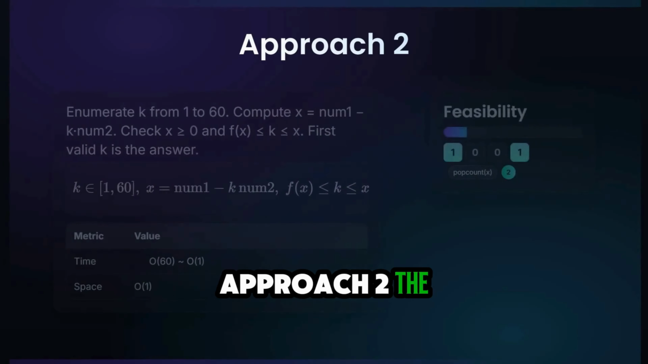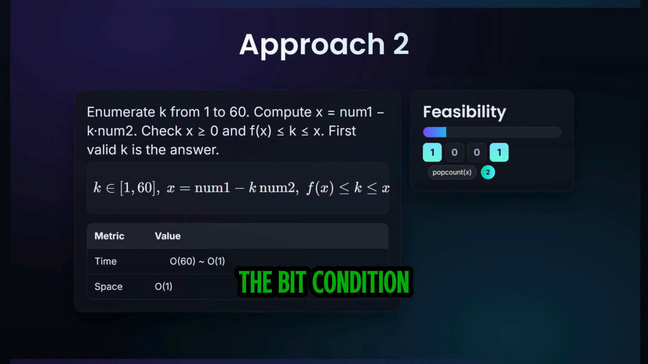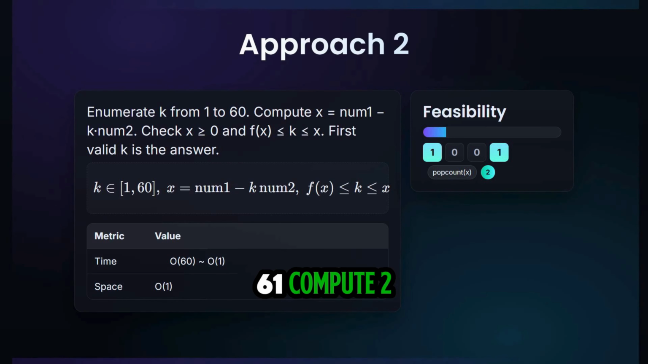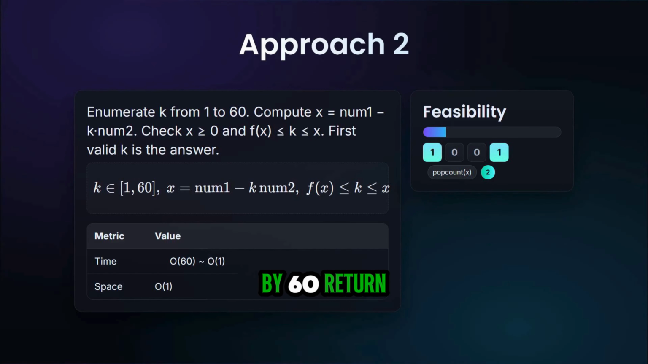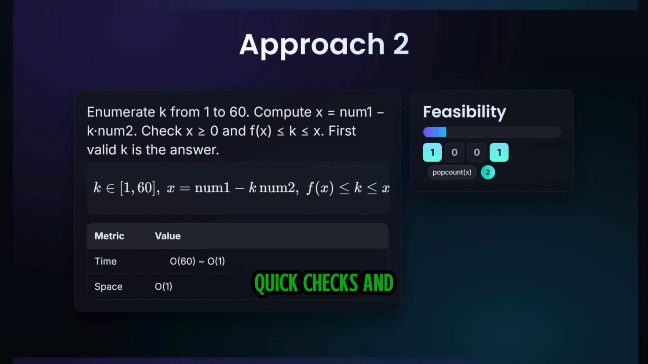Approach 2, the clean one. Enumerate k, check the bit condition. This is where the math pays off. For each k from 1 to 60, 1, compute x equals num1 minus k times num2. 2, if pop count of x is at most k and k is at most x, then k works, return it. 3, if none works by 60, return -1. That's basically constant time, at most 60 quick checks, and constant space.